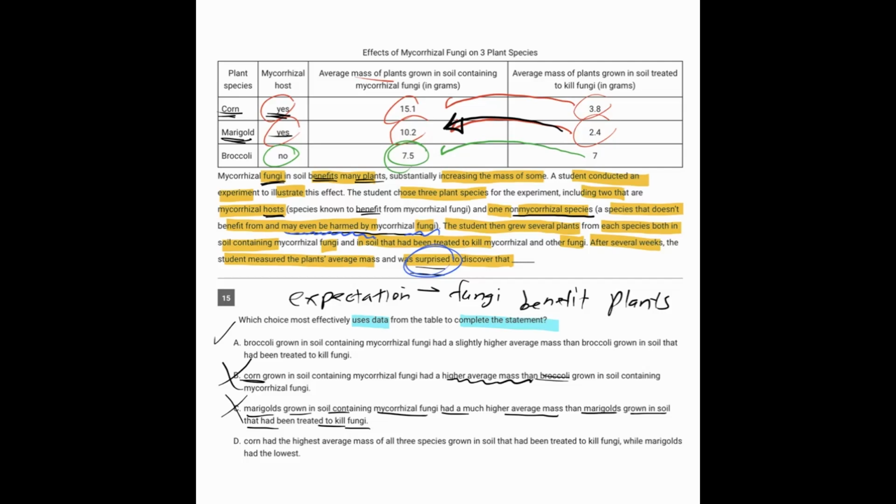Now going to answer choice D, corn had the highest average mass of all 3 species grown in soil that had been treated to kill the fungi. Well, that's just actually not true, because the highest mass in soil treated to kill the fungi, which is this column right here, that's the 7, that's the broccoli. So if the word broccoli were here, this would be correct. So we can get rid of this one, and the answer for 15 ends up being A.